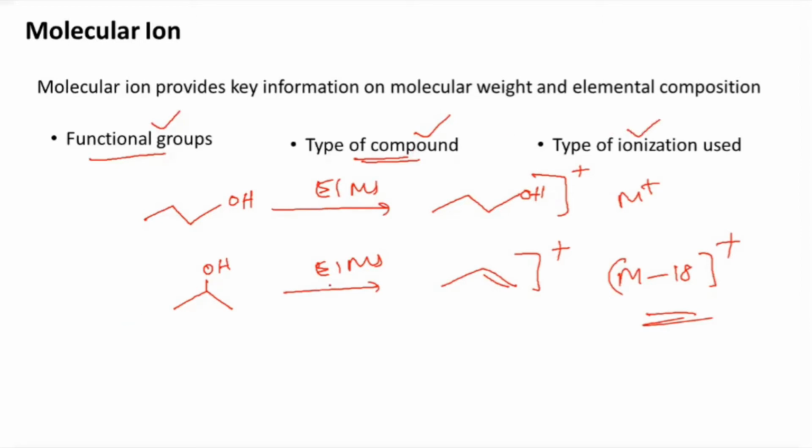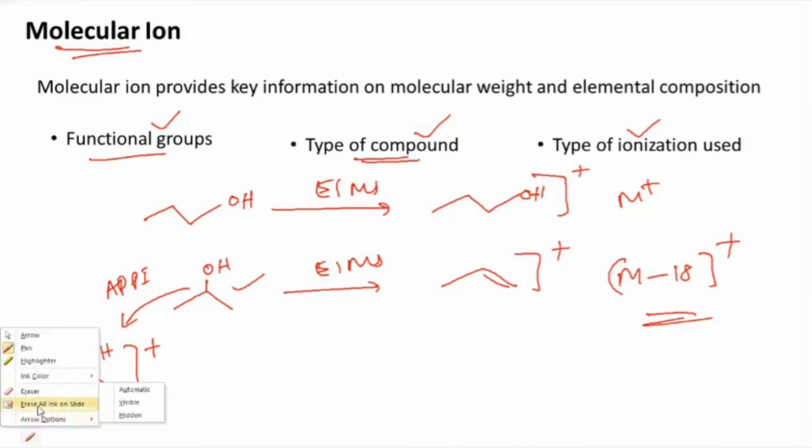Let's say if you are using EIMS, isopropanol is going to get destroyed. Whereas if you use softer ionization techniques like APPI, you are going to get the molecular ion for this compound. Okay, so these are the three things that decide the appearance of the molecular ion. So why are we discussing this topic right now, right here?